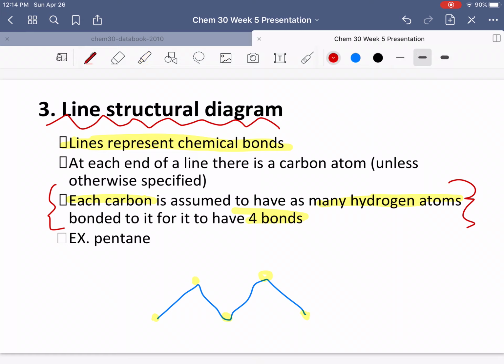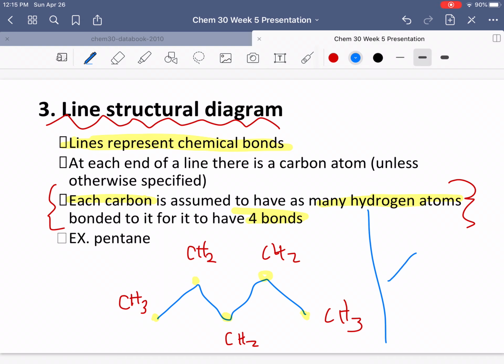But what you have to recognize is that very first carbon is actually CH3, right? It's got 3 hydrogens on it. This second carbon is actually CH2, 2 hydrogens on that carbon. This lower one is actually CH2. This one up here, CH2, and the end one, CH3. We don't write those in though. It literally, for a line structural diagram, is as simple as done, finished, 5 carbons, okay?